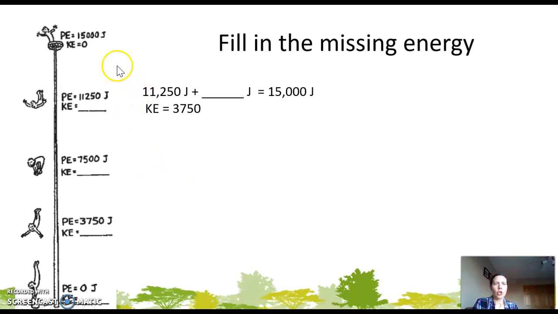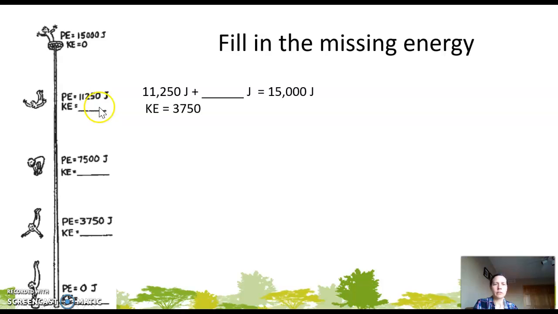So the answer is the total. I know the total energy is 15,000 joules because he started with 15,000 joules of potential, 0 kinetic. So the total at the top was 15,000. So the total always has to be 15,000. So here he has 11,250 joules of potential, and then we don't know how much kinetic yet. So potential plus kinetic equals the total. So I subtract it over, and this is going to be 3,750.